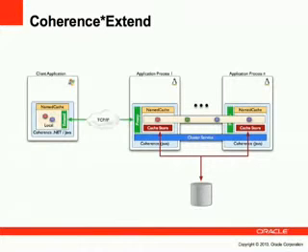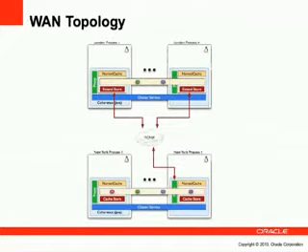It allows clients outside of the cluster to still issue .NET, Java, and C++ commands. So if you're a .NET or a C++ client, then that's how you will connect into the cluster. You'll connect via the Coherence Extend mechanism.